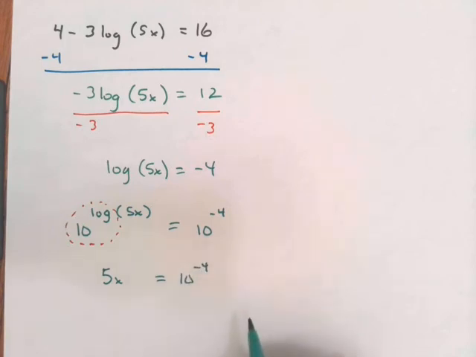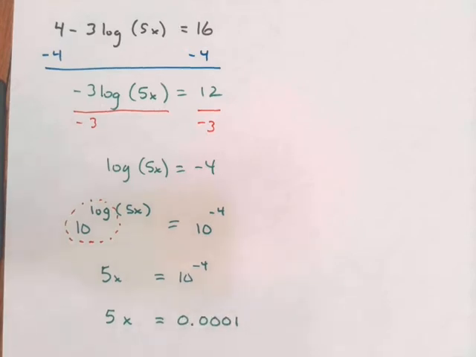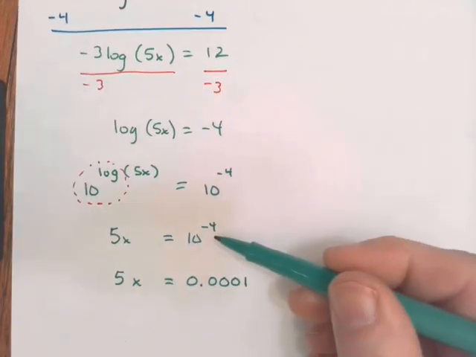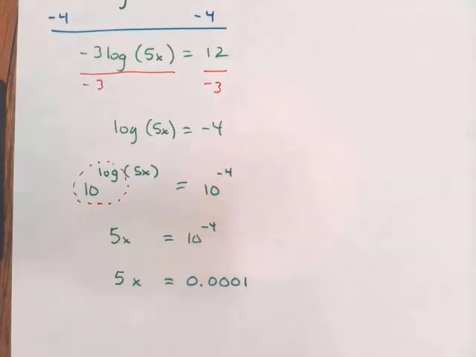If you evaluate 10 to the negative 4th power, that is the decimal 0.001. So you could leave it as 10 to the negative 4th or write it as the decimal, whichever you're more comfortable with. And then in our last step, to get the x by itself, we would need to divide both sides by 5.